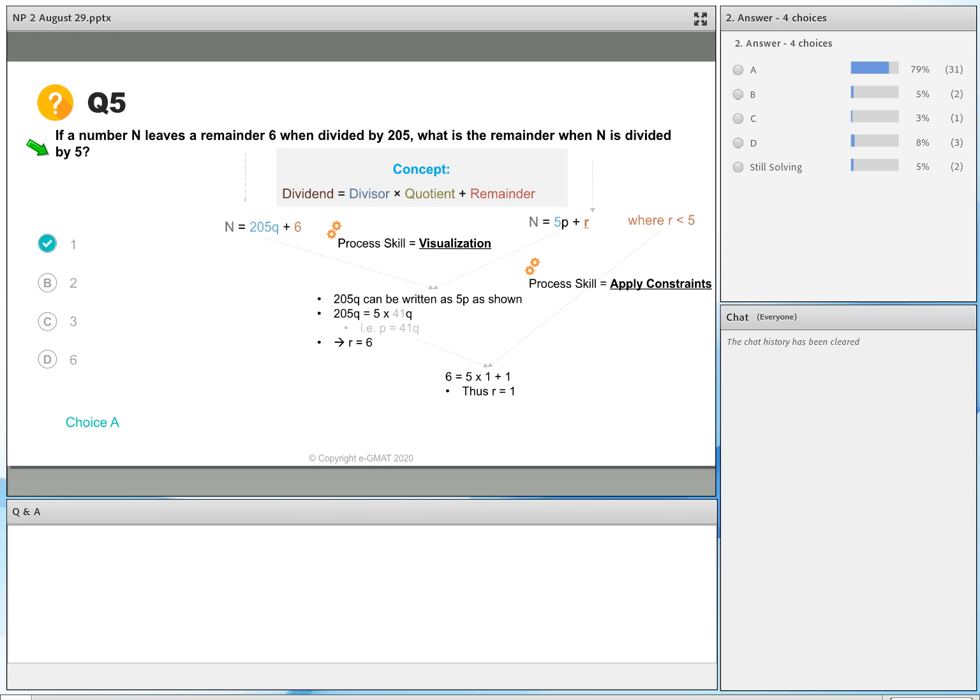So divide 6 by 5 and your remainder is 1, and that is your final remainder, because 1 now is definitely less than 5, and you're done.